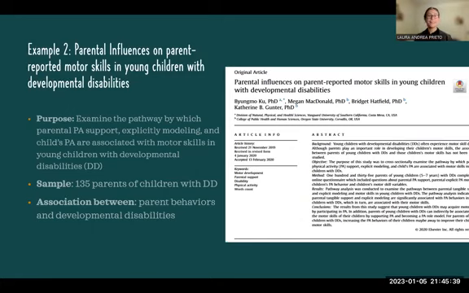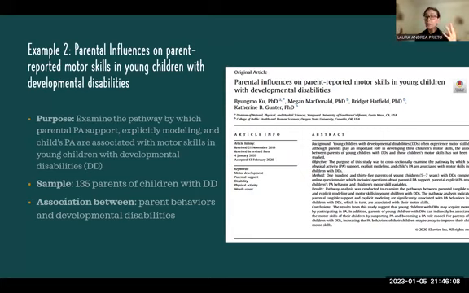So then Dr. Koo came up with this next study here, and he was really looking at the parental influences on parent-reported motor skills in young children with developmental disabilities. So he was looking at the pathway by which not just parent motor skills, but parent behaviors like support, explicit modeling, and PA are associated with motor skills. They had 135 parents of children with developmental disabilities, and they looked at all of these.